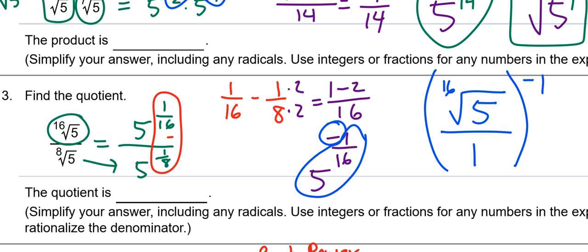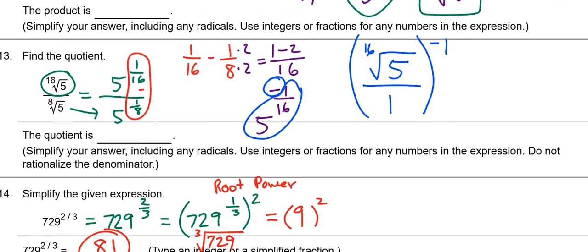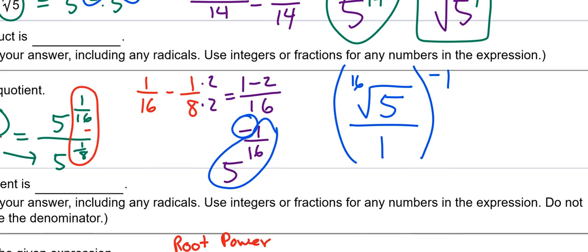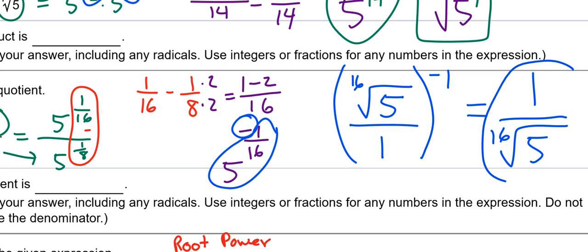Yeah, I've got one at home. Okay, so when you flipped it, what went on the top? What went on the top when you flipped it? 1. What went on the bottom? The 16th root of 5. That's all you had to do, was flip that thing over.